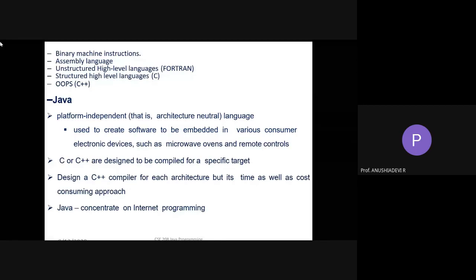And Java is mainly used on the internet, so that Java code can be transferred over the internet and executed on the client machine. C is not suitable for internet programming, but Java is suitable because Java code is transferred over the internet and can be executed on the client machine by using a Java-enabled web browser.